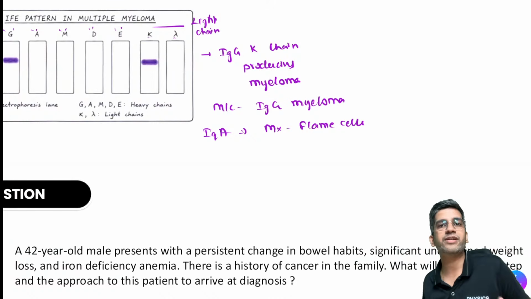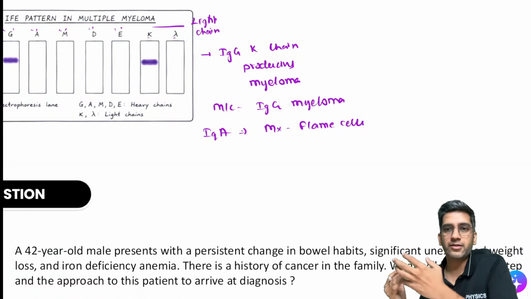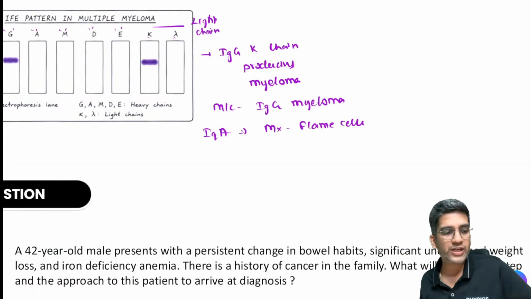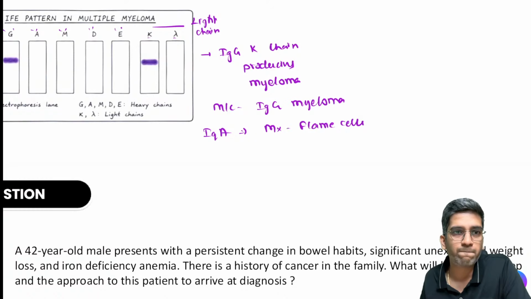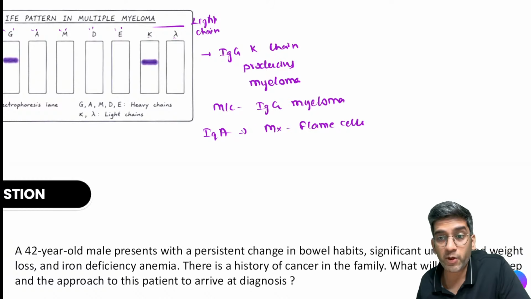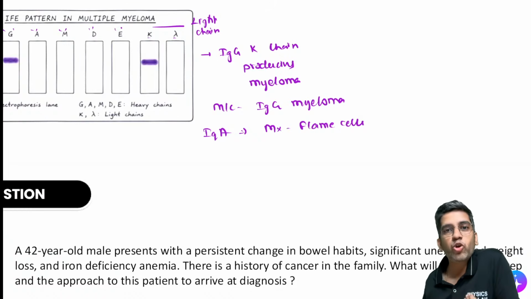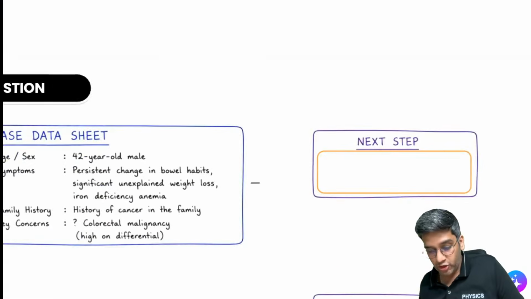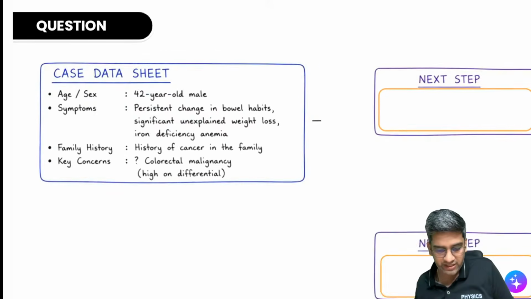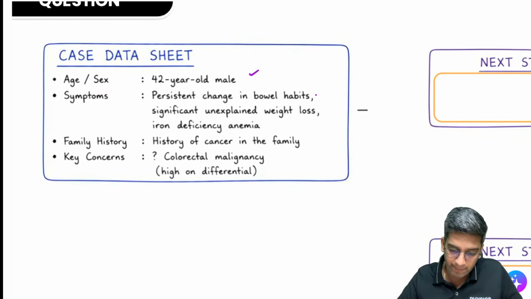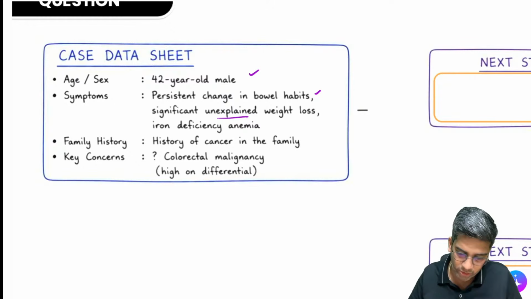Which organ? Is it breast? Is it bone? Is it bone marrow? Is it leukemia? Which organ? Thinking of cancer is absolutely right. Colon biopsy, amazing. But before doing a colon biopsy, an invasive test, should I do something before it? Right? Thought process, same way, case data sheet: elderly person, change in bowel habits, unexplained weight loss, iron deficiency anemia.